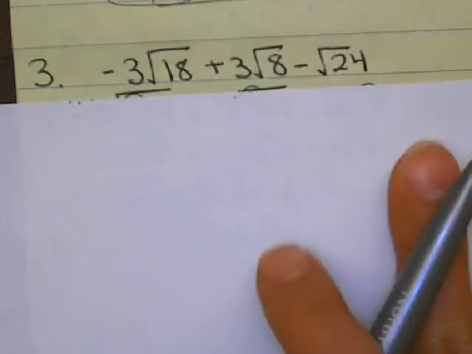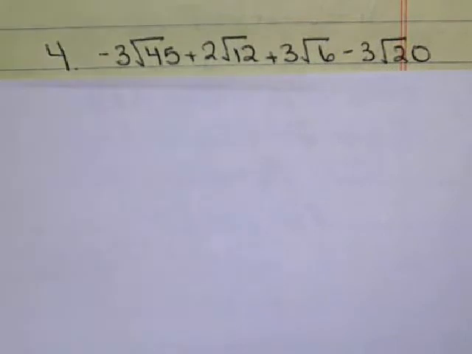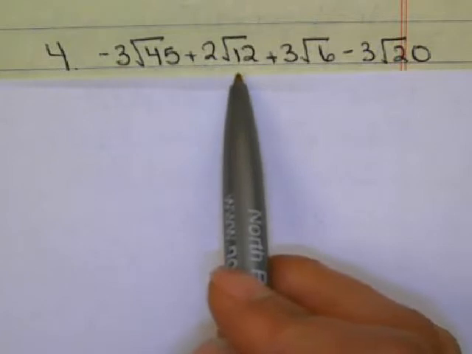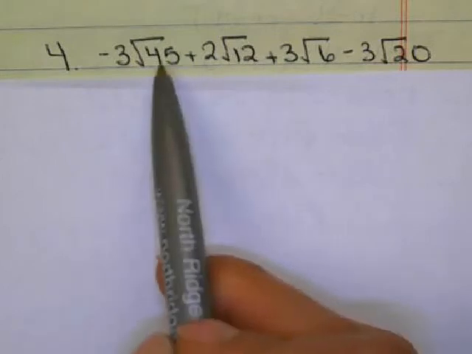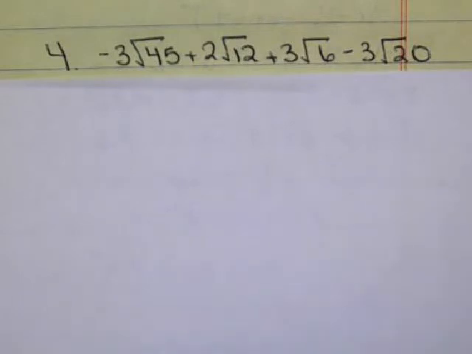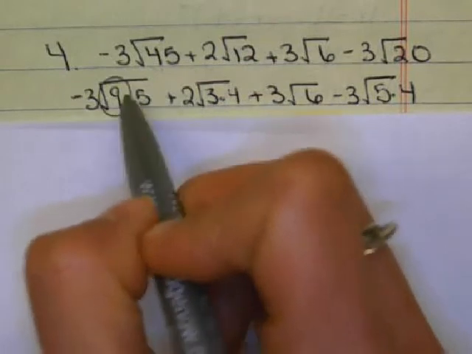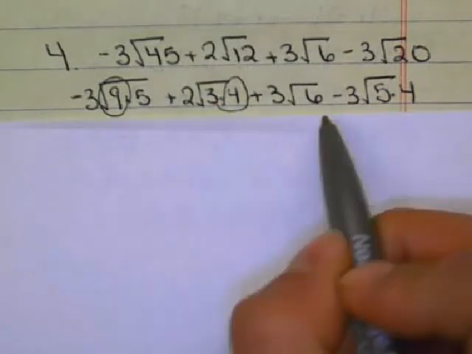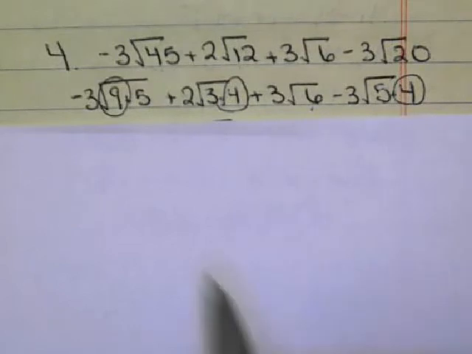Let's do one more. This is a long one. I have negative 3 radical 45 plus 2 radical 12 plus 3 radical 6 minus 3 radical 20. I have to find a perfect square for all of these if there exists one, and then try to combine them. So 45 is 9 and 5, where 9 is the perfect square. 12 can simplify to 3 and 4, where 4 is the perfect square. 6 does not have a perfect square, and 20 has 5 and 4, where 4 is the perfect square.